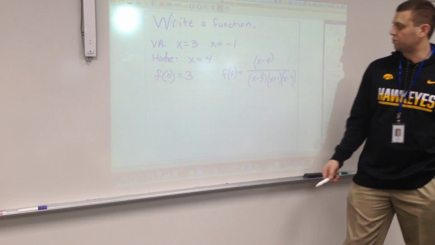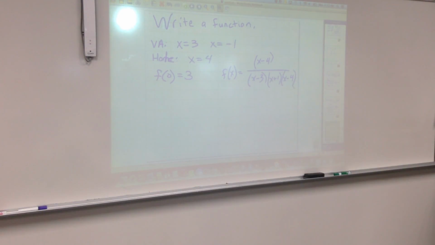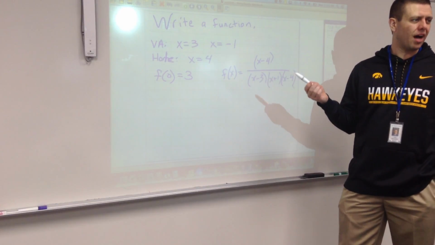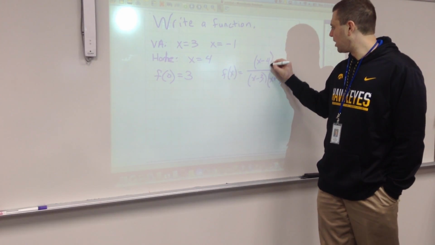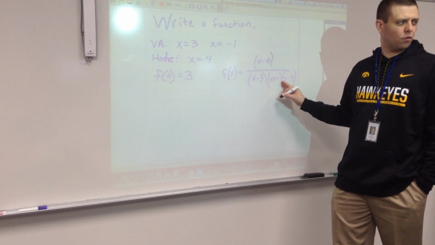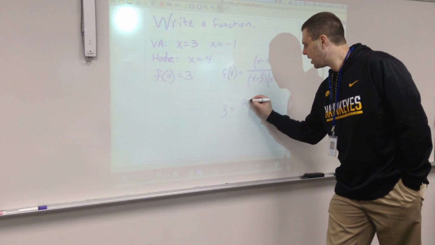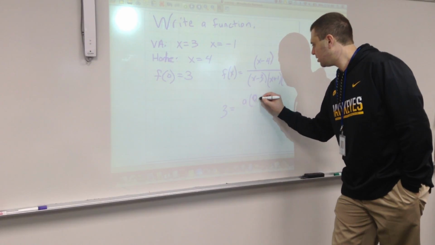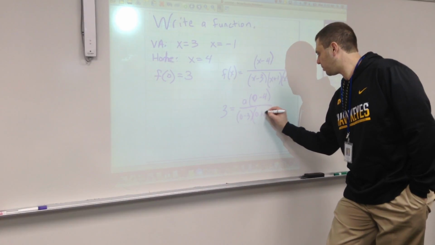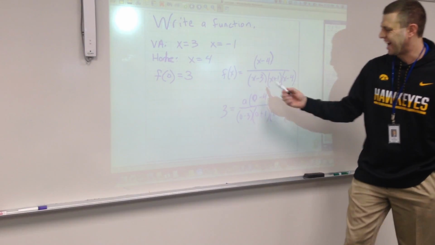Okay? And I also know that if I plug in 0 for x, out comes a 3 for y. That's probably the trickiest part. So there's going to have to be some number up here, so that when I plug in a 0 for x, out comes a 3 for y. So here's what I would do. I would say 3 equals a times 0 minus 4 over 0 minus 3 times 0 plus 1 times 0 minus 4, because I know that if I plug in a 0 for x, I need to get a 3 for y.